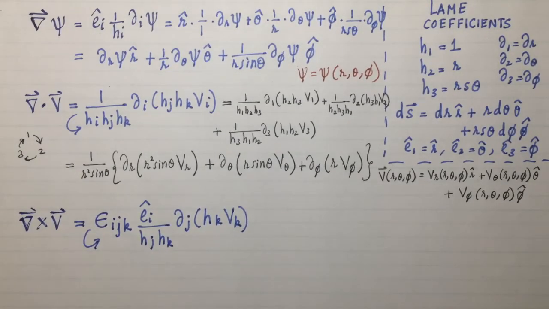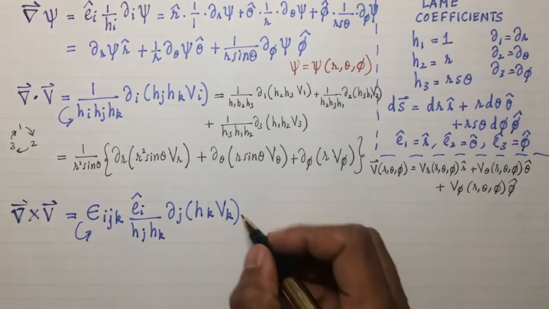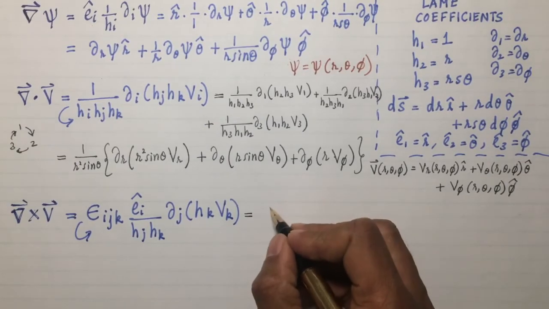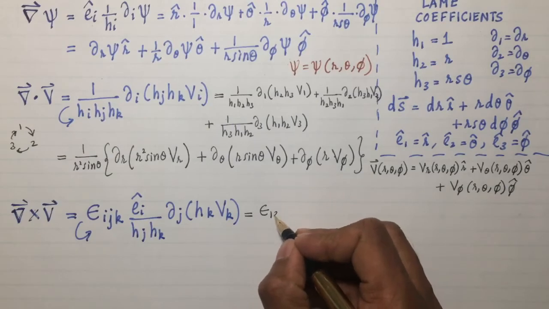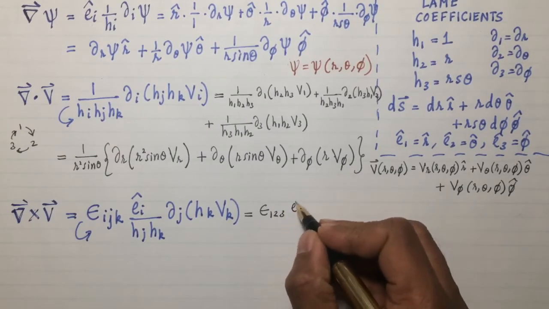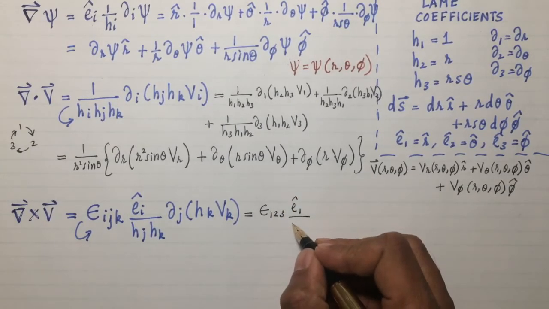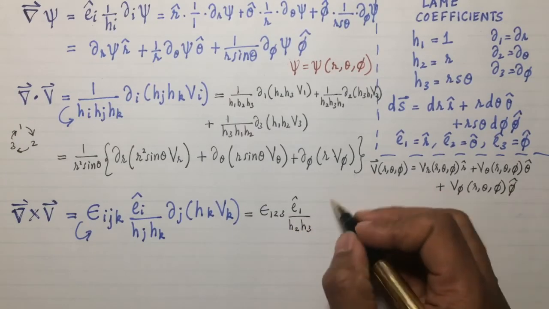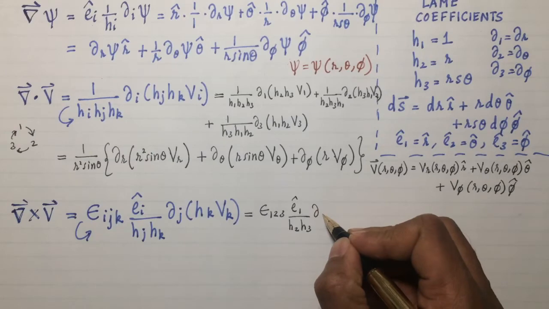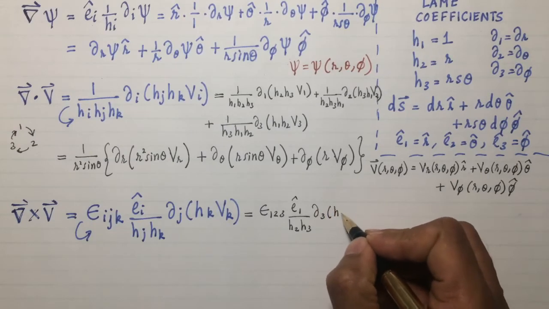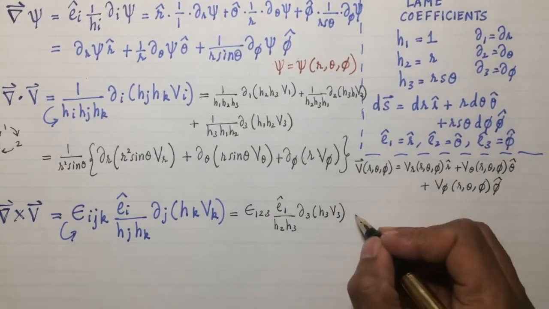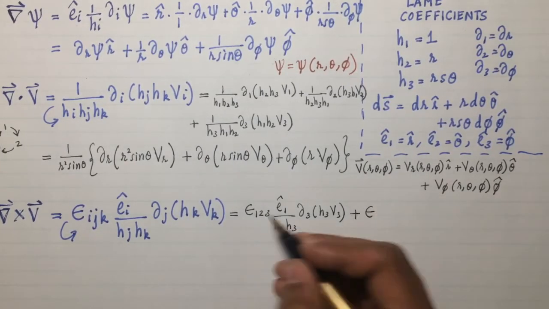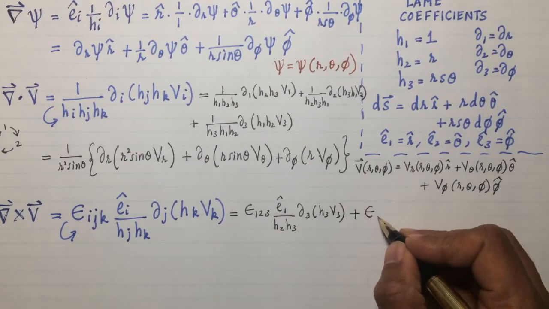Let me choose the smallest font I can get. So using again the 1, 2, 3 clock, I'm going to get 1, 2, 3, e1 hat over, it's always best to write everything in terms of the Lamés first and then substitute your specific things. So del 3 h3 v3, that's not bad at all. Plus, now all I have to do is permute these indices. So that's going to be 1, 3, 2.